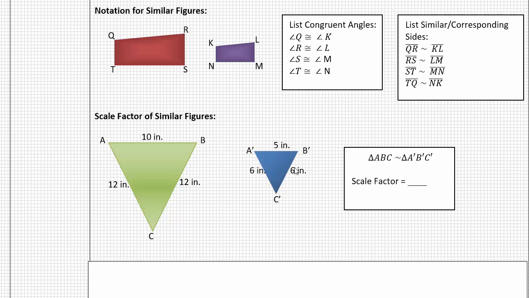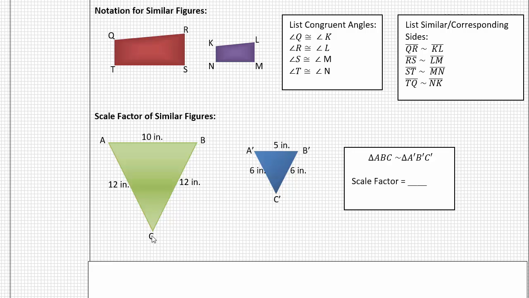So that would be our blue triangle here. What do you notice about how the corresponding side lengths relate to one another? Here we have line segment AB is 10 inches, and that corresponding side over here would be side length A prime B prime, and it is 5 inches.